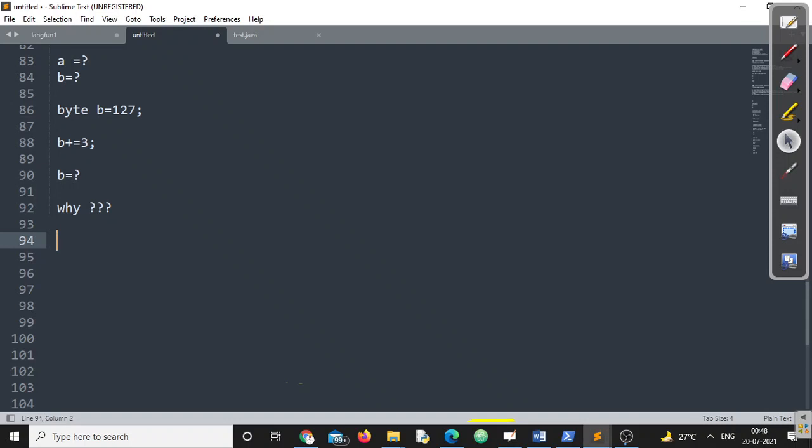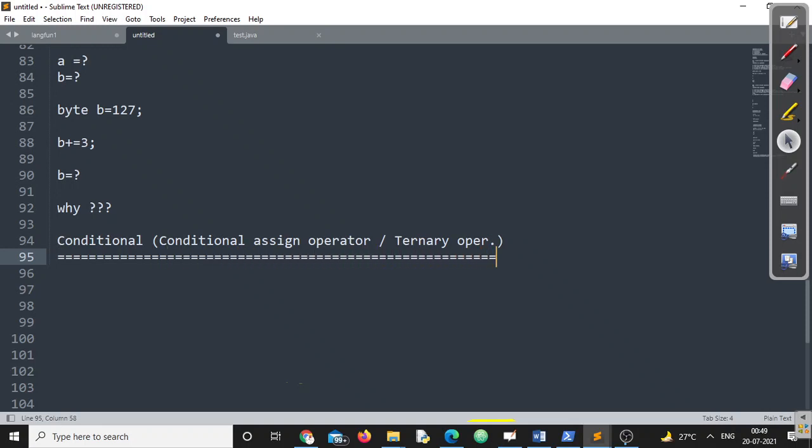The next one in the series is the conditional operator. Conditional operator, or we can call this the conditional assignment operator, or we can call this the ternary operator. Anything we can call this, right? Java has only one ternary operator, which we are going to discuss.